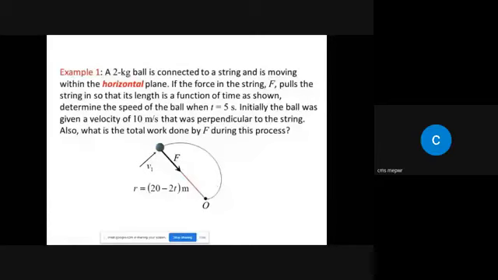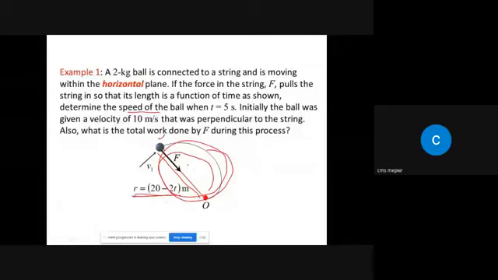Now to understand this, let's have an example. A 2 kg ball is connected to a string and is moving in a horizontal plane. If the force F in the string pulls the string in so that its length is a function of time as shown, determine the speed of the ball when t is 5 seconds. What we need to do is determine the speed of the ball. This is a fixed point, and we have a ball connected to this point by a string, and the length of the string can increase and decrease, and the length or radius of that string is given by this equation.